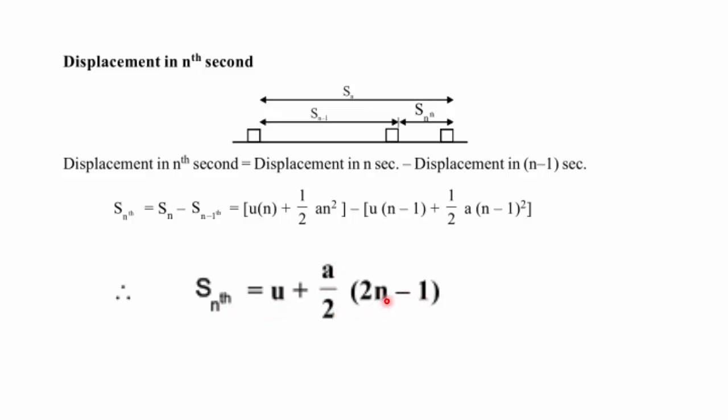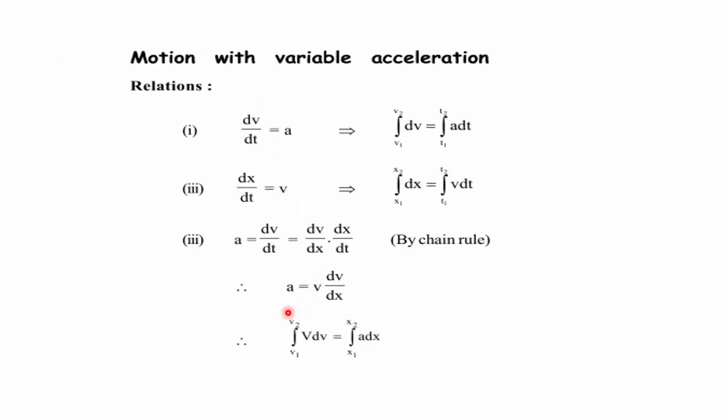n stands for the second number. Is it the 10th second or the 15th second? a is the acceleration, u is the initial velocity.